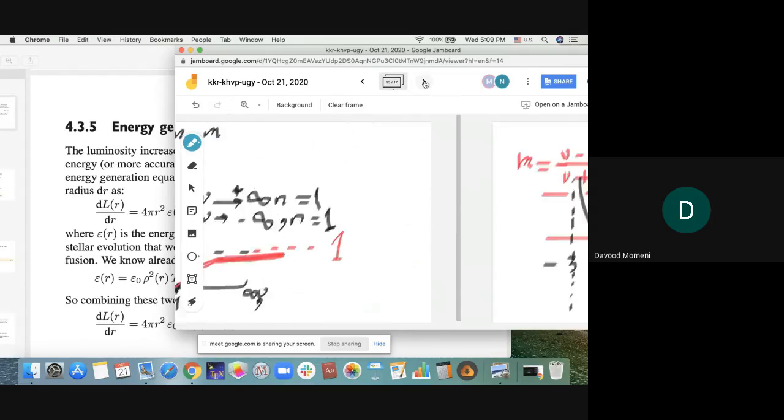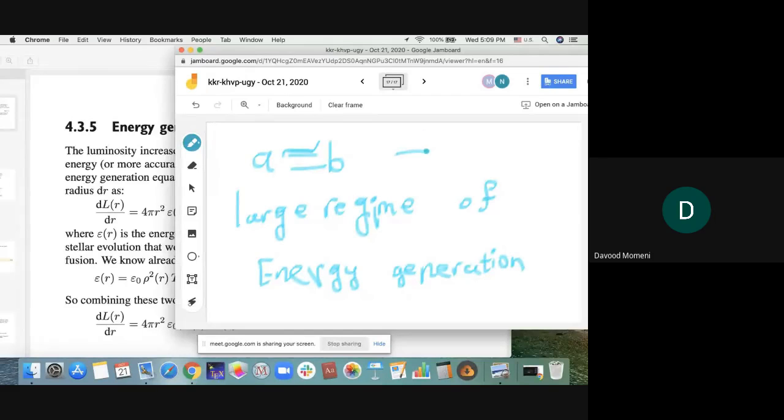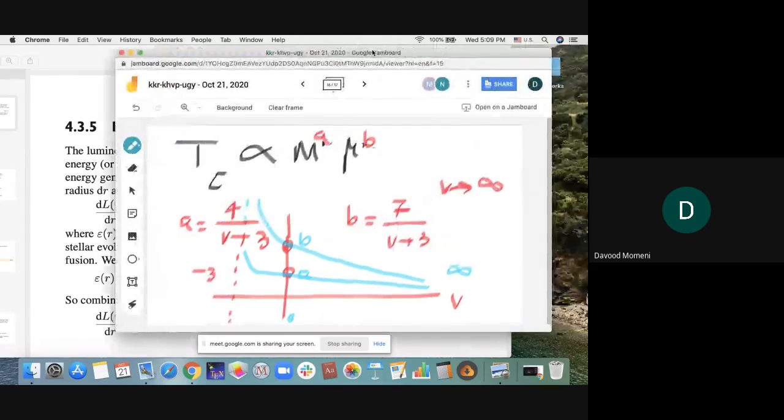And we talk about the different behavior of the functions. At very large energy generation rate, when nu is infinity, A and B will be 0. So Tc will scale like 1. For the large regime of energy generation, you don't need to worry about the scaling of the temperature. What does it mean? Can somebody say? In the large energy generation regime, we don't need to scale the temperature. What does it mean?